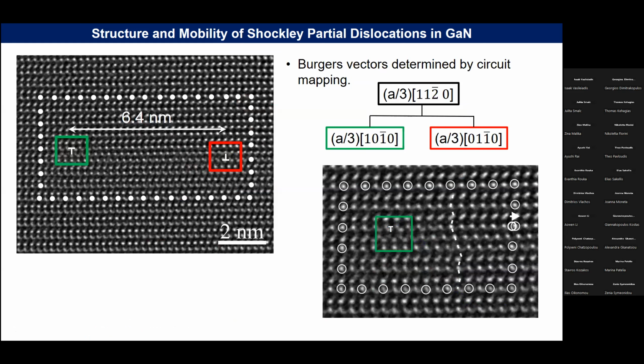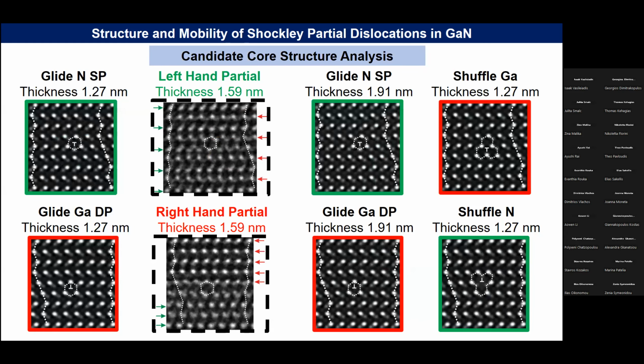The first part is to analyze, using Burgers circuit, the type of the dislocations. And the next step is to see what the core structure is by now comparing experimental images. This and this image are from experiments, and the other ones are from simulations under similar thickness.